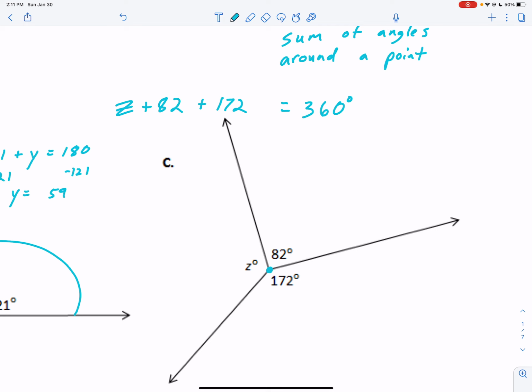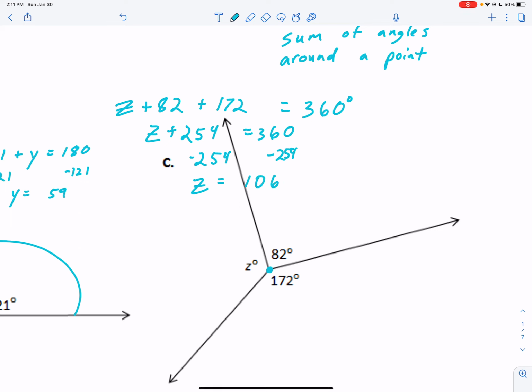So let's go ahead and simplify a little bit before we do any real operations. So 82 plus 172, we're going to get a 4. We're going to get 8 plus 7 is 15. Carry the 1 to get 254. I put an equal sign. Ignore that equal sign. Z plus 254 is equal to 360. We're going to go ahead and subtract 254 from both sides. Do a little bit of that algebra to get Z is equal to 360 minus 254, which is like 106.